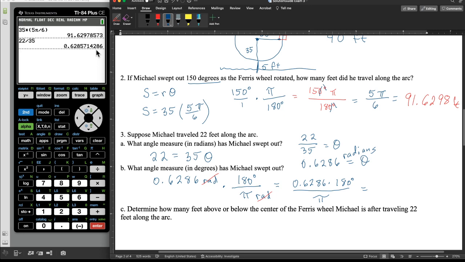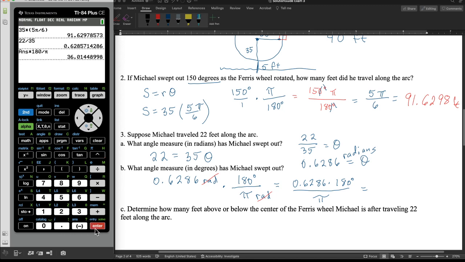That'll make it a little more accurate. We take the answer times 180. And notice all I had to do was hit the times sign. If you wanted, you could copy this down or write it in. And then we divide it by this pi. And this is going to be more accurate than dividing by 3.14 because it's got all the decimals for pi in here. Okay, so that tells us that we've traveled 36.014 degrees.